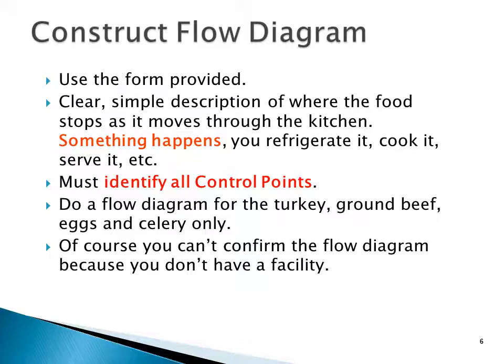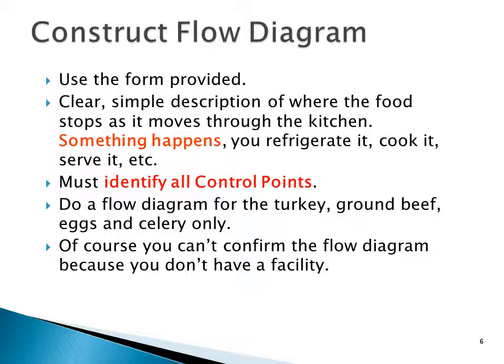So you must identify all the control points. Every place that that food stops, somebody puts it down outside the refrigerator, and then the walk-in, let's say, and then somebody else who runs that area is going to pick it up and put it in the refrigerator. That's a control point. That's a place where something could happen. Somebody needs to do something with that product. That's a control point. So we're going to do a flow diagram.